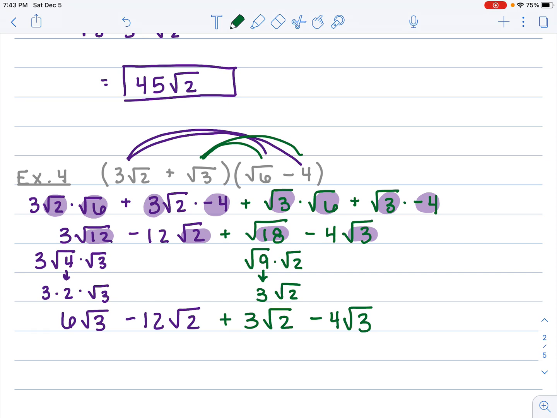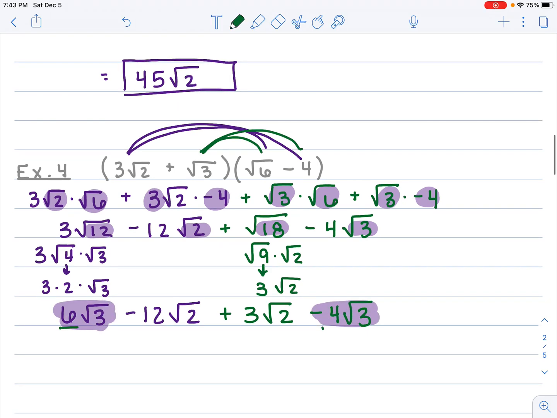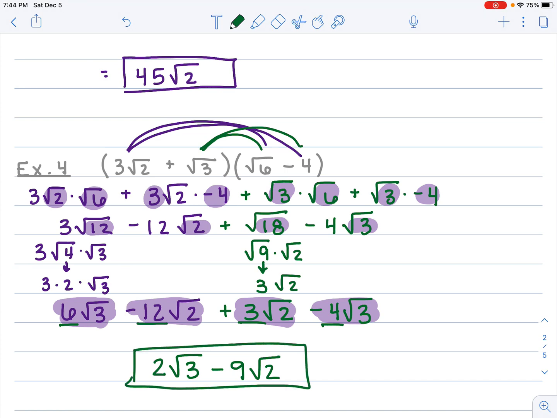From here, I have some that are like terms. I have 6 radical 3 minus 4 radical 3. So that's when we can look at those outside numbers. 6 minus 4 is 2 radical 3. And then I've got negative 12 radical 2 plus 3 radical 2. So I can look at those outside numbers. Negative 12 plus 3 is negative 9 radical 2. And that would be my final solution because those are not like radicals, so those would be your final answers.